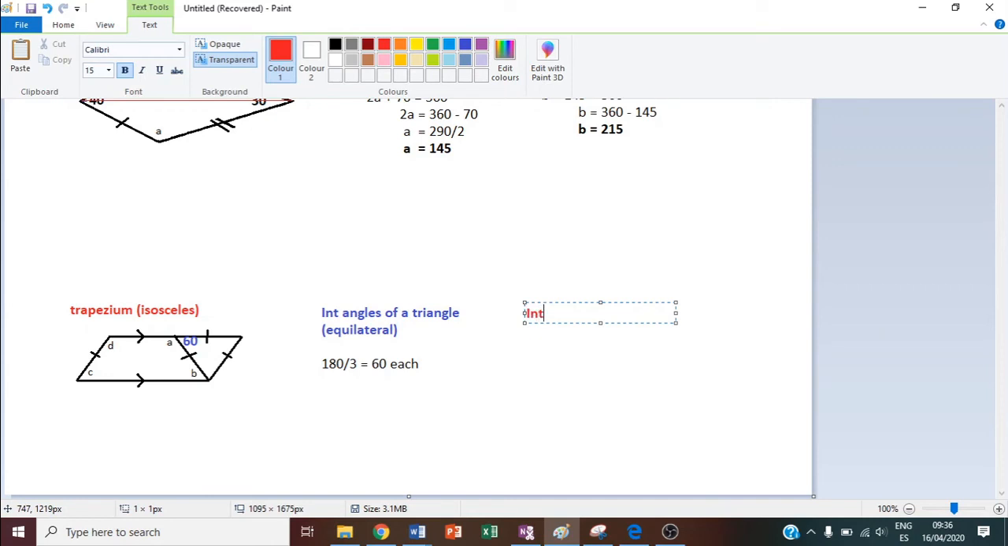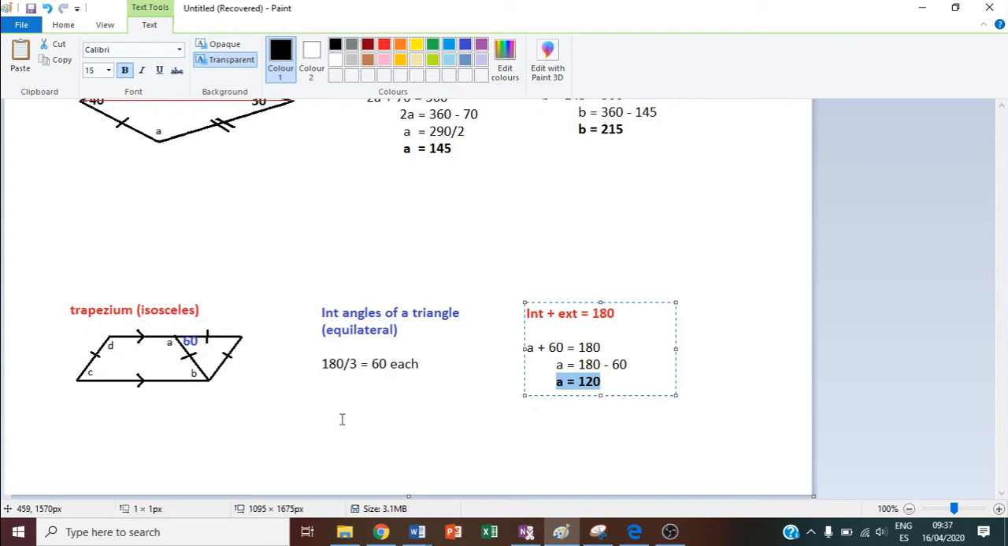So int plus ext equals 180. And we're talking about the interior and exterior angles, so A plus 60 equals 180. So A on its own must be equal to 180 minus 60. That makes A 120. Okay, I've got A. Let's see if we can find B, C, and D.